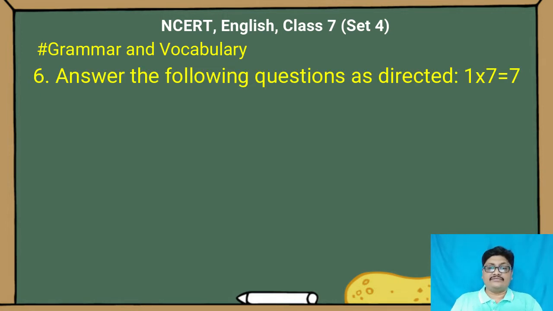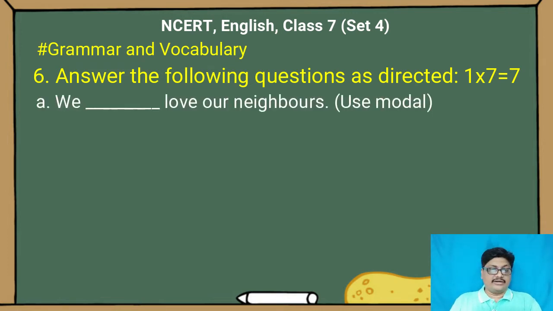Here you have question 7, do as directed. Answer the following questions as directed. 1 mark for each answer. Number 1, A: we dash love our neighbors. The instruction is to use a modal, so you have to use a modal auxiliary verb. The answer will be should. We should love our neighbors. Okay, now come to the next question.